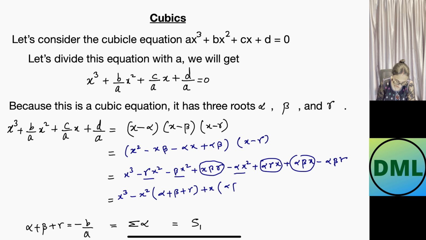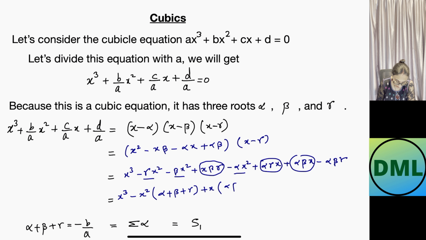If I divide this full equation by a, I'll get x cubed plus b over a x squared plus c over a x plus d over a is equal to 0. Because this is a cubic equation, it has 3 roots alpha, beta and gamma. This given equation is written as x minus alpha multiplied by x minus beta multiplied by x minus gamma. I need to expand this.